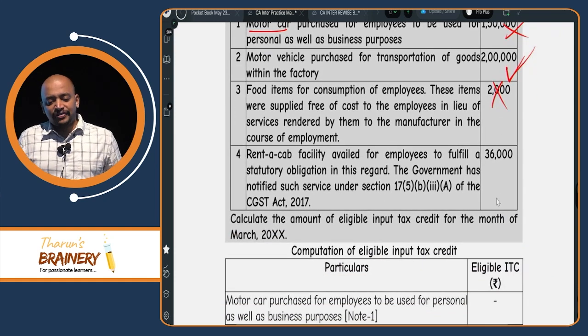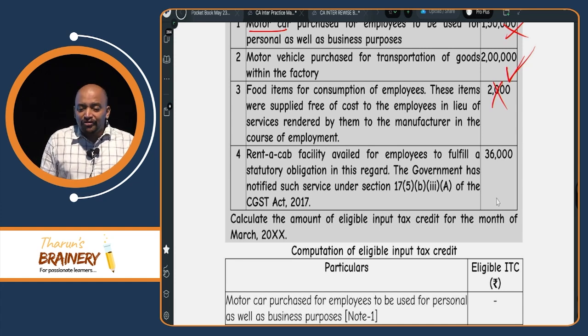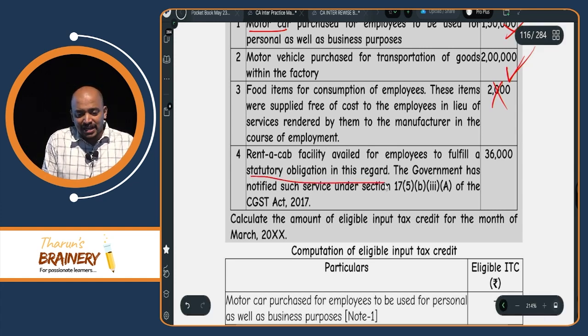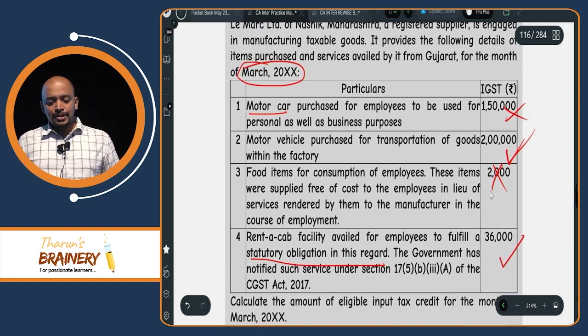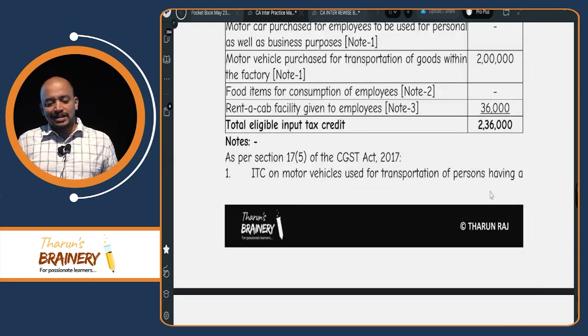Rent-a-car facility availed for employees to fulfill a statutory obligation in this regard. Generally, renting of car is blocked credit for employees. But as it is under a statutory obligation, ITC is available. So the answer is 2,36,000.